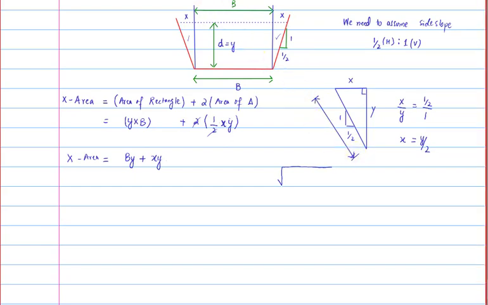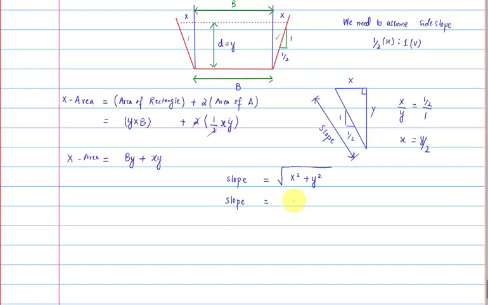From here to here, this is slope, right? What is this slope going to be equal to? This slope will be equal to the square root of x square plus y square, right? So we already found the value of x here. If we replace that value here, we will get the slope.